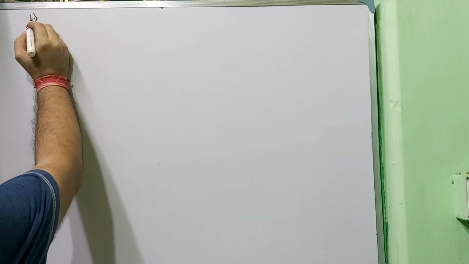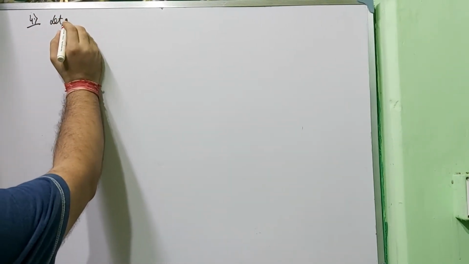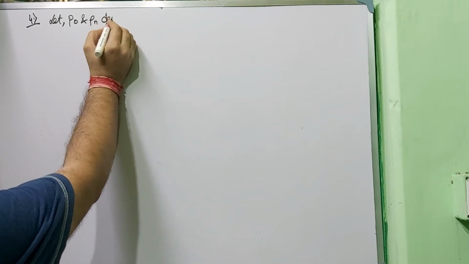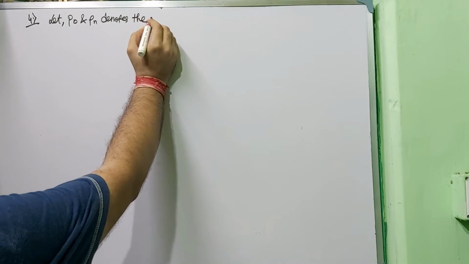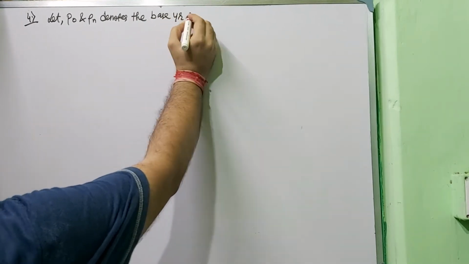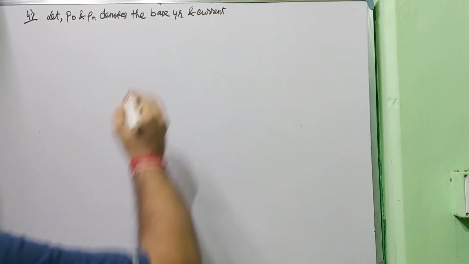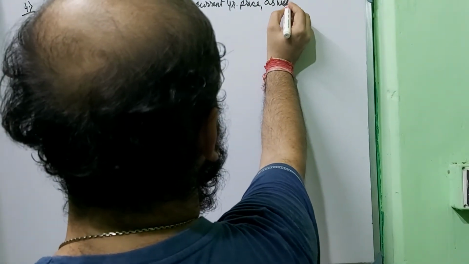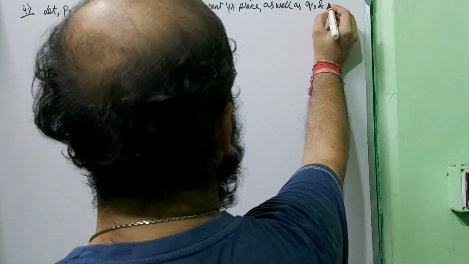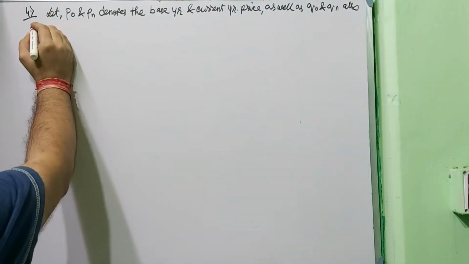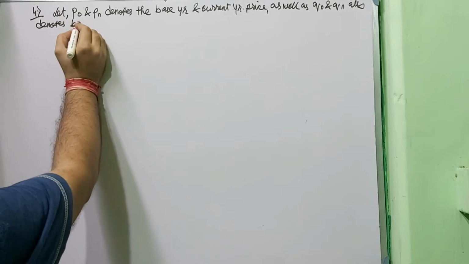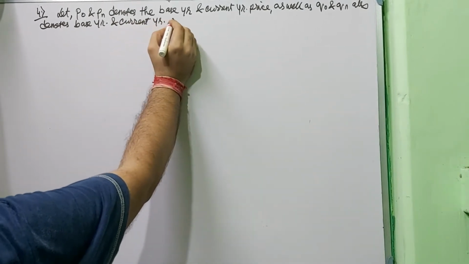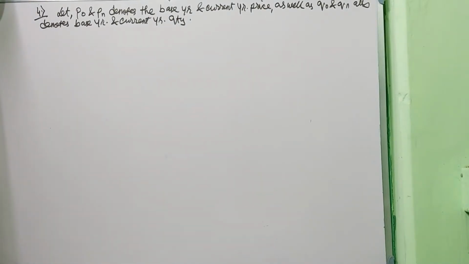This is sum number 4, I guess, yes. Let P0 and Pn denote the base year and current year price, as well as Q0 and Qn denote the base year and current year quantity, right? Okay.